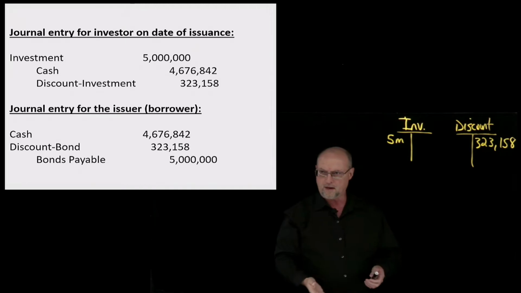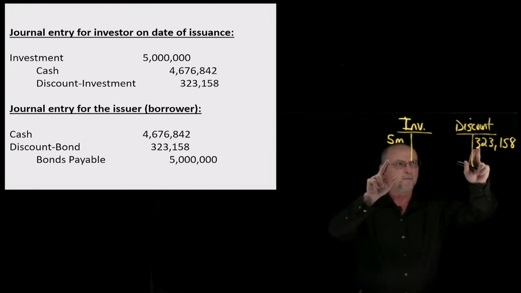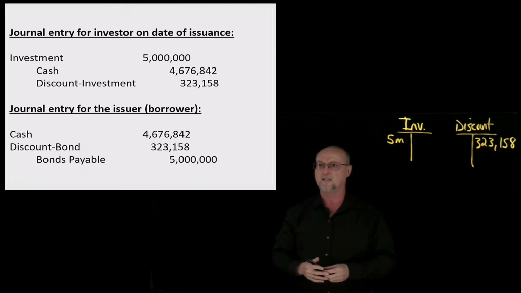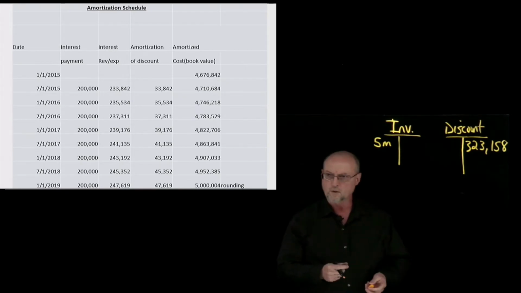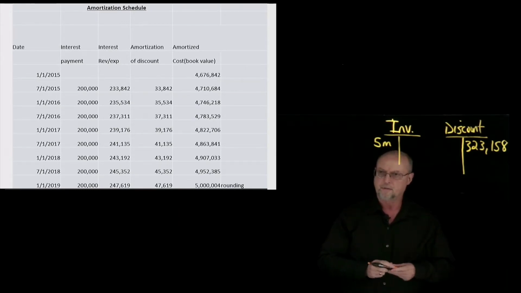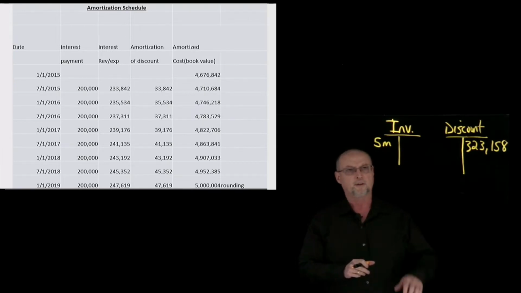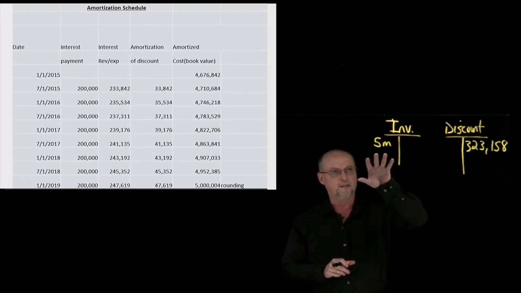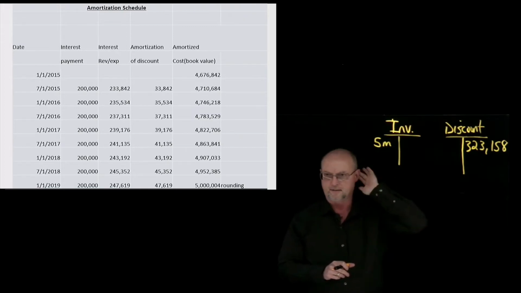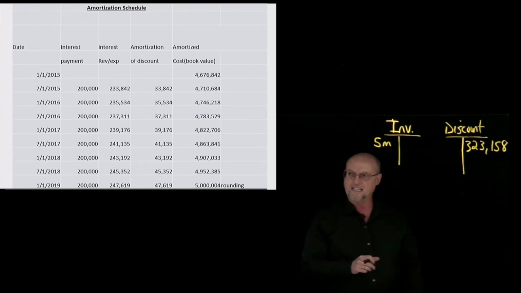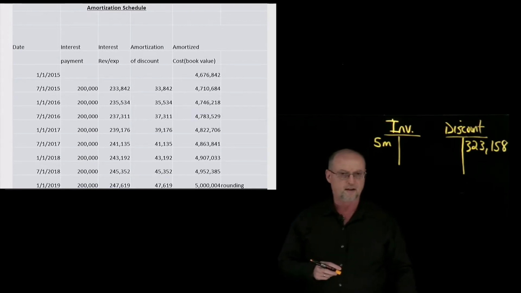And the book value of this bond, this investment, is going to be face value minus the unamortized discount. Okay, so because we issued the bonds at a discount, our book value is 4,676,842. We record the investment at face value in the investment account, and then here's our discount account, which is a contra asset. Now, when the first interest payment is received, I'm going to receive $200,000.